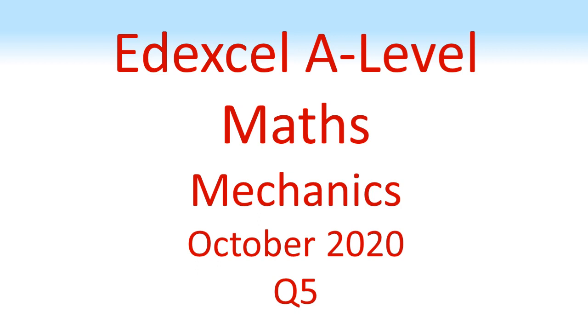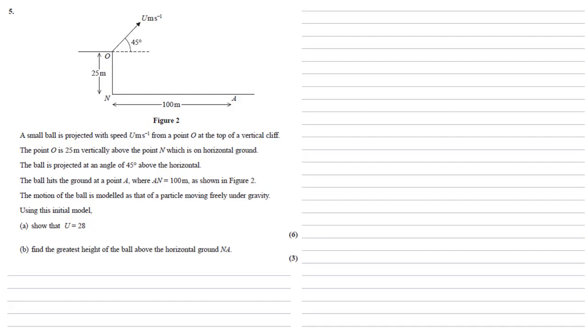Edexcel A-Level Maths Mechanics, October 2020, question 5. A small ball is projected with speed u meters per second from a point O at the top of a vertical cliff. The point O is 25 meters vertically above the point N, which is on horizontal ground. The ball is projected at an angle of 45 degrees above the horizontal. The ball hits the ground at a point A, where AN equals 100 meters, as shown in figure 2.